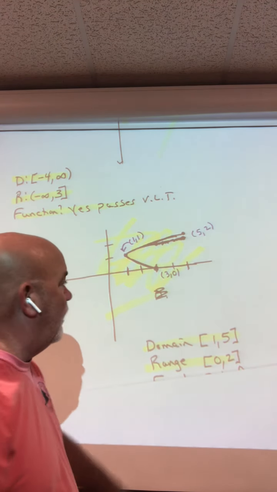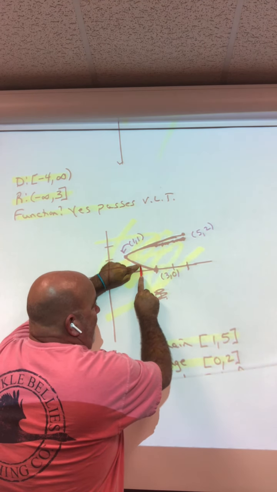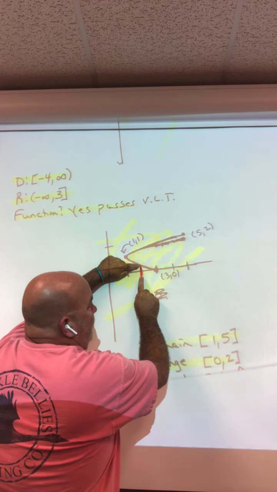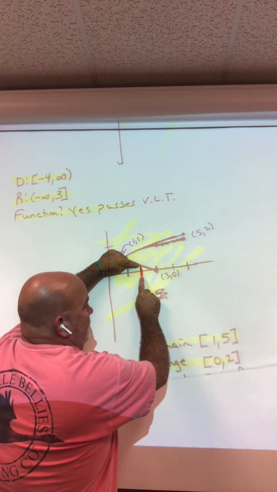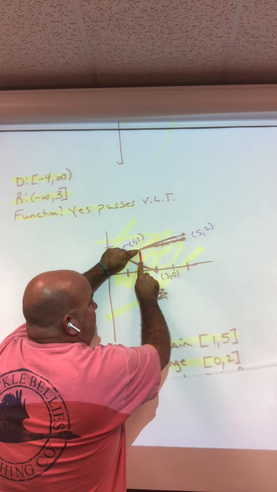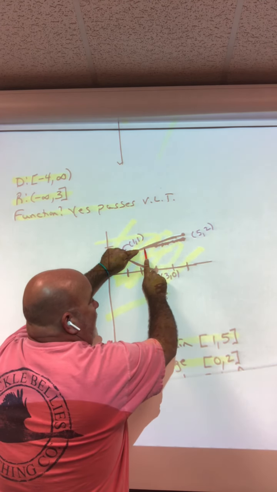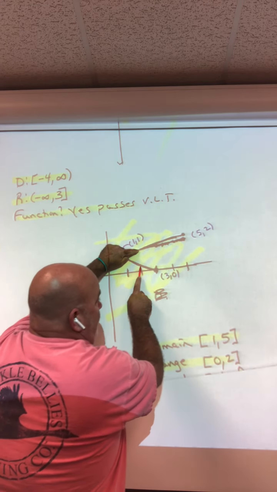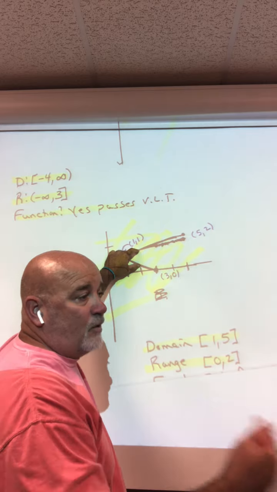Now I will explain why. Watch what happens when I draw this vertical line. It touches right here. What is this ordered pair right there? It's 2 comma something. But look at this point. It's 2 comma something else. So see, you've got 2 points on your graph that are 2 comma something, 2 comma something.